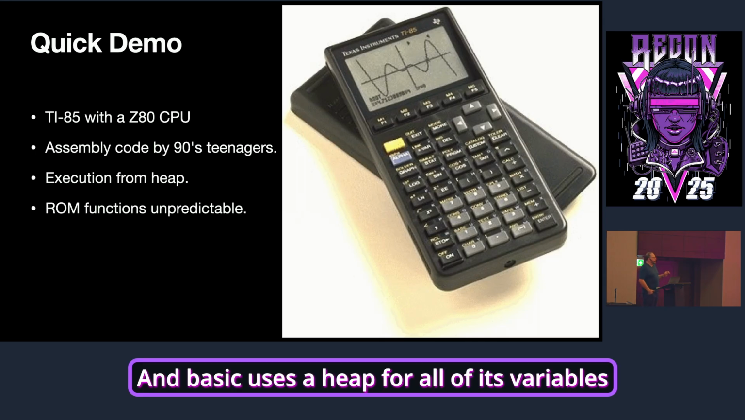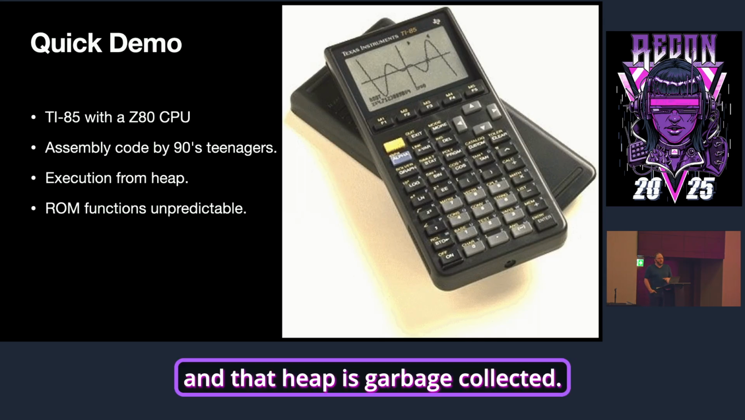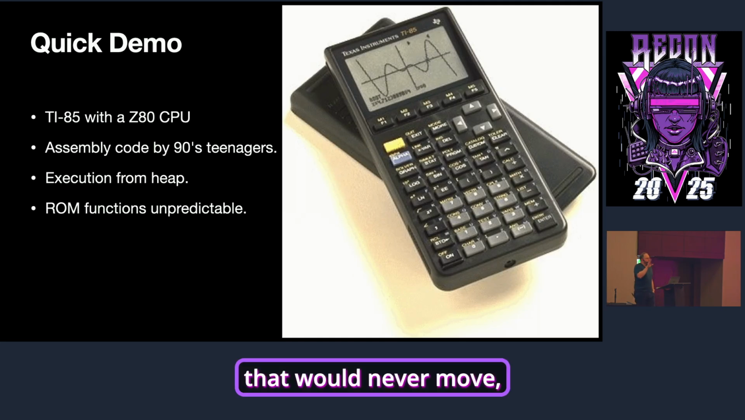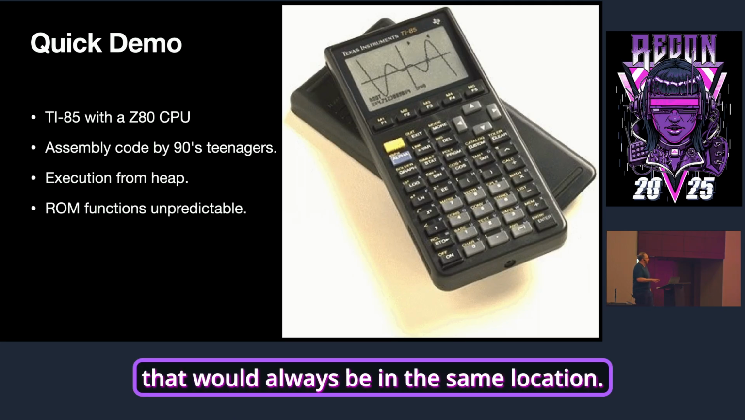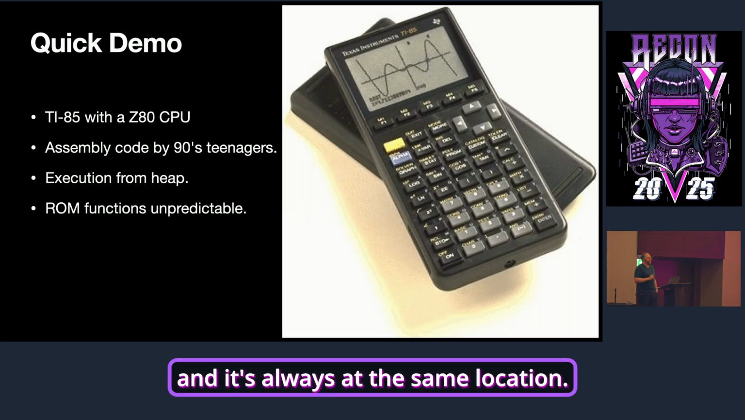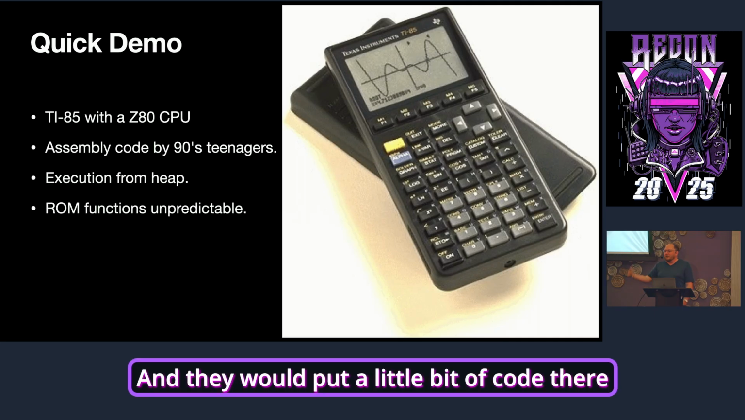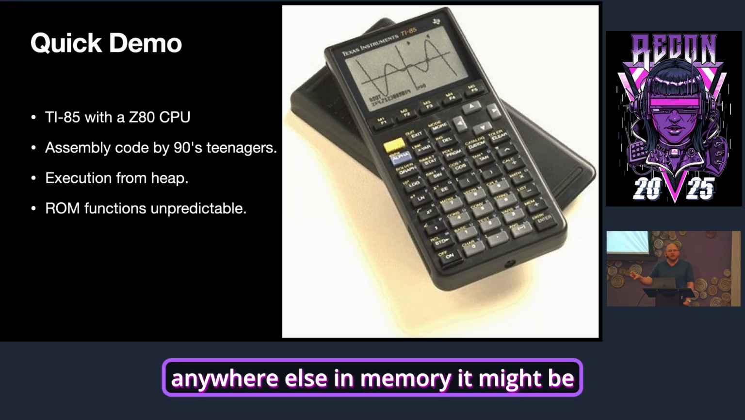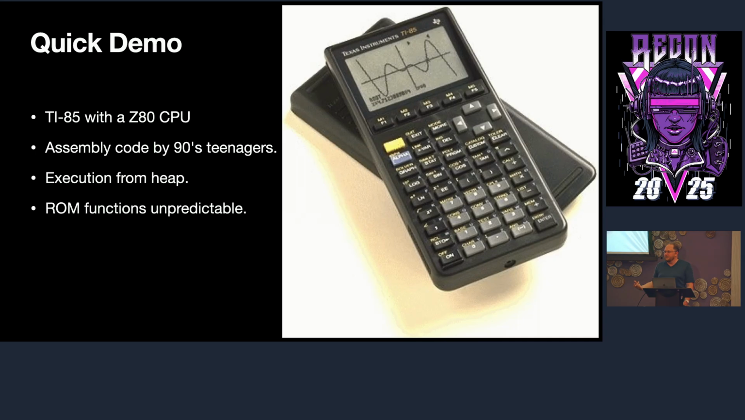And BASIC uses a heap for all of its variables, and that heap is garbage collected. So they needed to find some place in memory that would never move, that would always be in the same location. And what they did was they executed the LCD screen buffer, because that is in hardware and it's always at the same location. And they would put a little bit of code there that would find their position-independent code anywhere else in memory it might be, and execute it from that location.